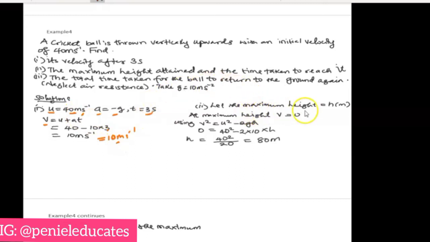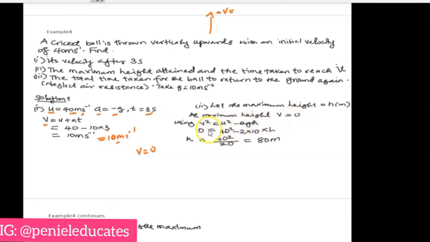Now, the maximum height reached. At maximum height, the velocity will be 0. As it's moving upward, the velocity keeps on reducing and reducing. So at the maximum height, when the body actually reaches this particular height, the velocity will be 0. Then we have the velocity at maximum height is 0.